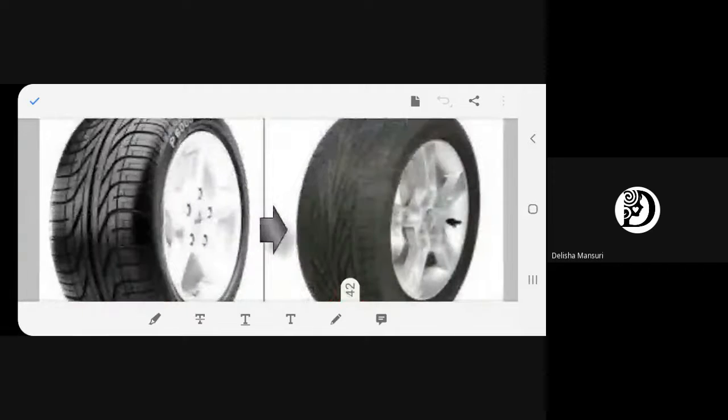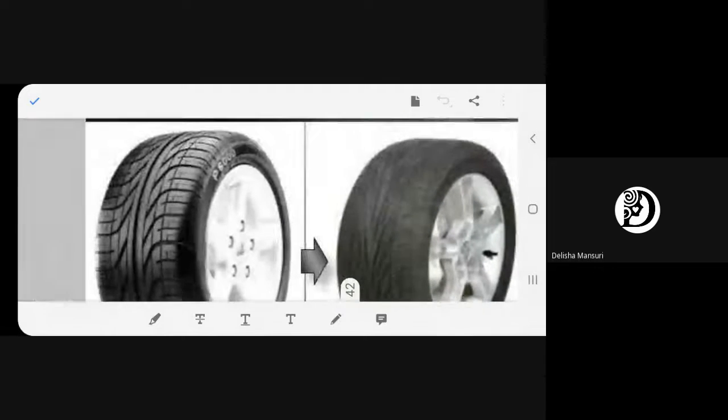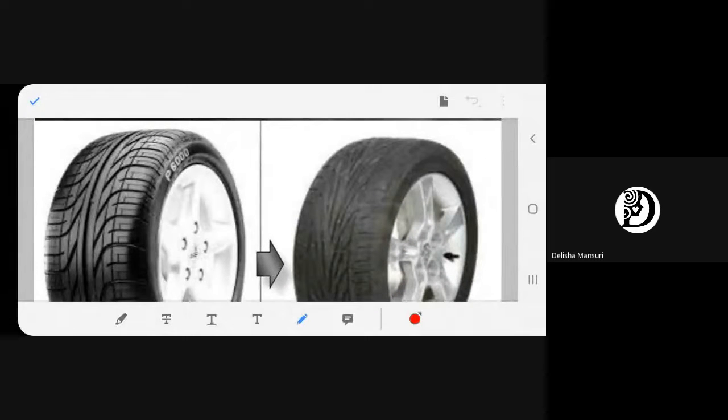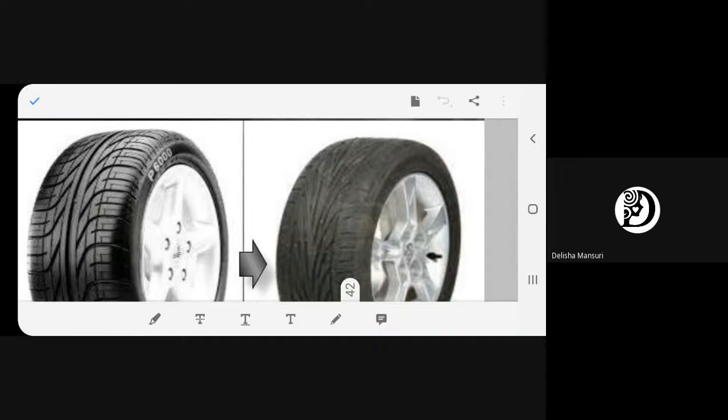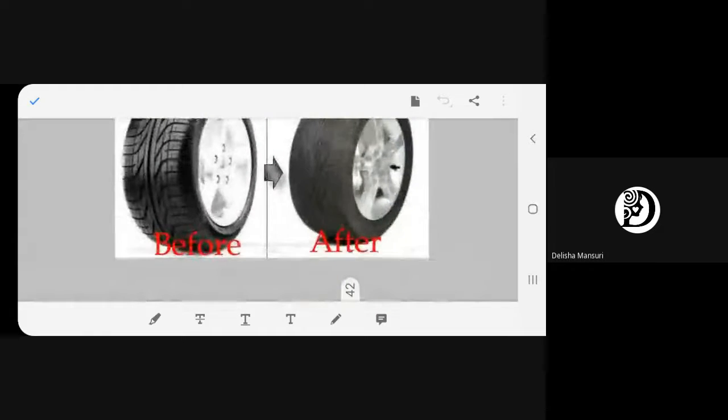What is the effect on tires due to friction? So it's a new tire over here. You see this? This is a new tire. And this is an old tire. The grooves are gone. Any problem? So this is before and after.